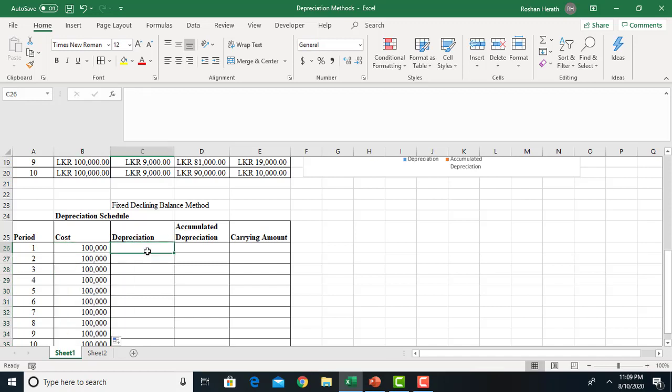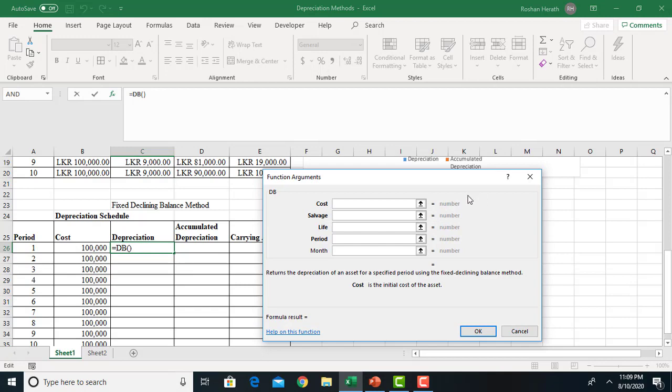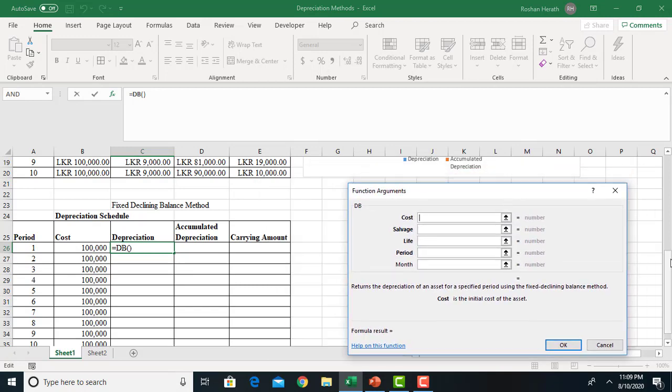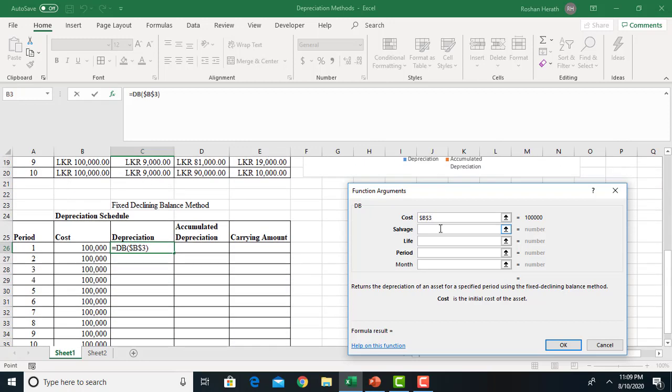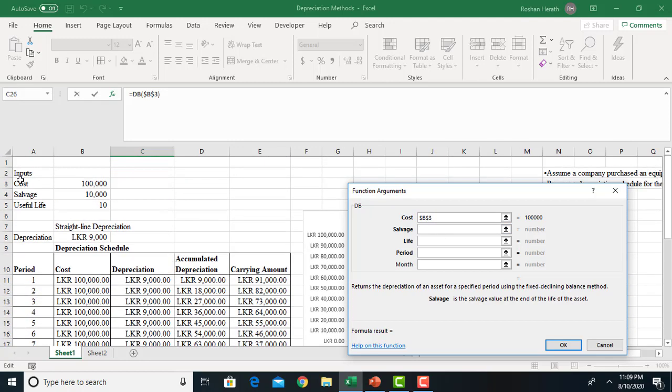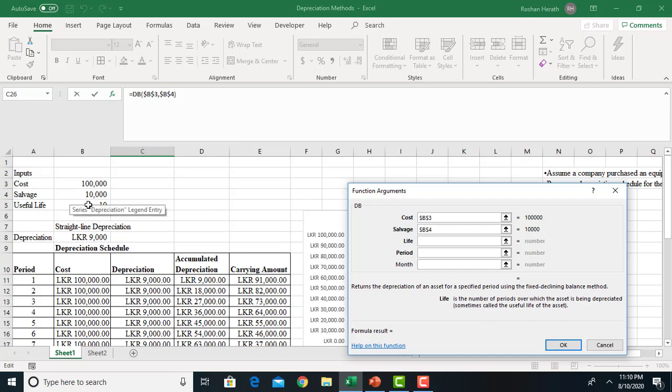Then the depreciation. Now we are coming to an important point. Let's see how to compute the depreciation. You can take the function that is DB. You can double click and expand it. Then we input the information. It asks what is the cost, so you refer to the cost information. Salvage value is asked. It's 10,000. You may refer to that as well. Then the life, that is also constant.